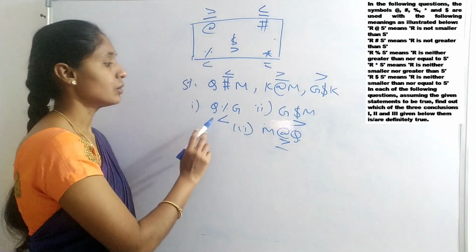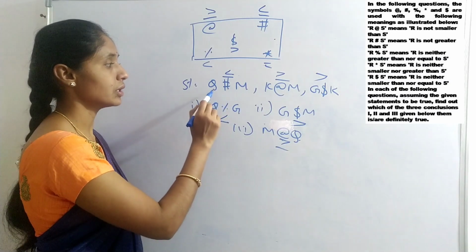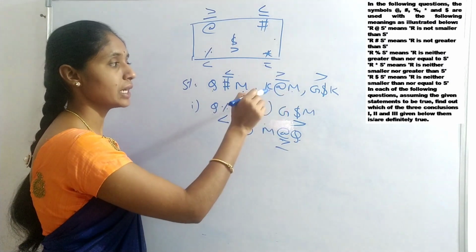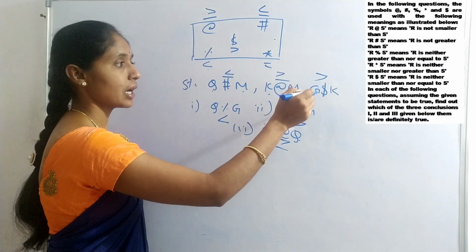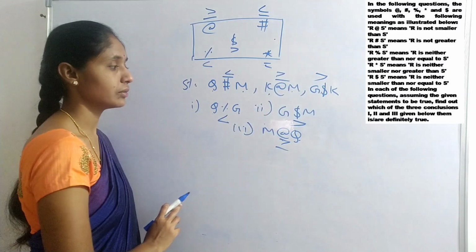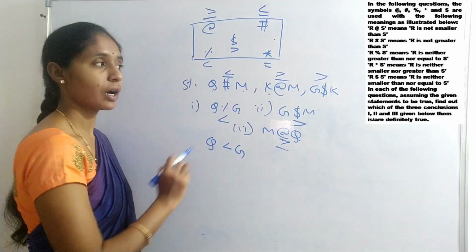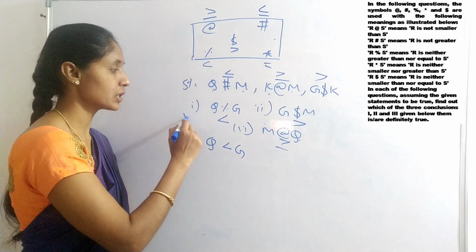Okay. So, Q less than G from first conclusion. Q less than or equals to M. M less than or equals to K. K less than G. Okay. So, we can conclude Q less than G. All are common symbol, less than only. So, first conclusion is right.